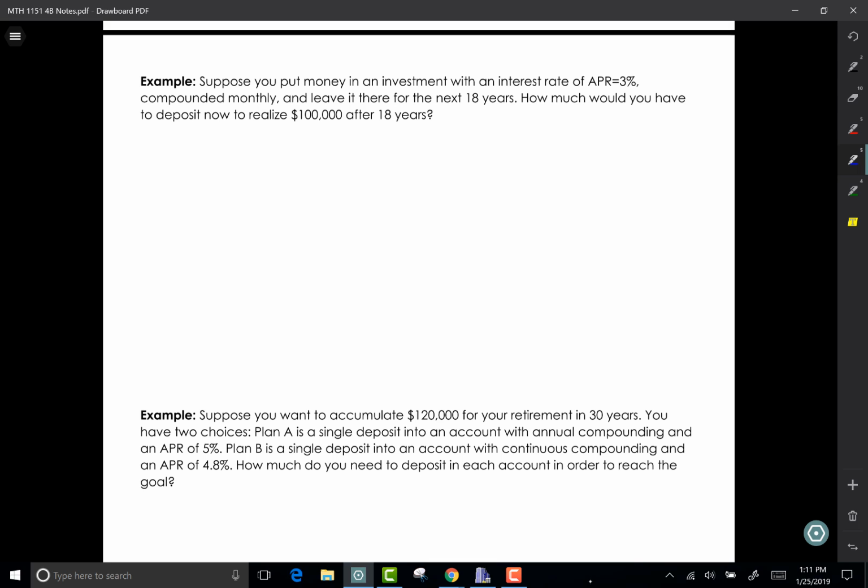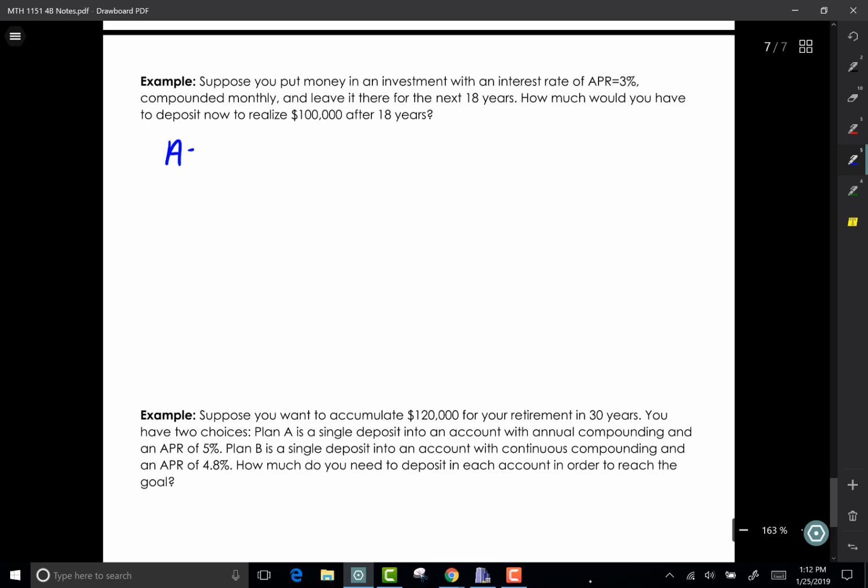How much would you have to deposit now if you want $100,000 after 18 years? So this might be an example of when you're, as a parent, trying to save money for your kid's college fund. You want that $100,000 to be there for college when he turns 18 or when she turns 18. So the idea here is we're working backwards. We need to figure out what the principal should be in order to have the $100,000 later.